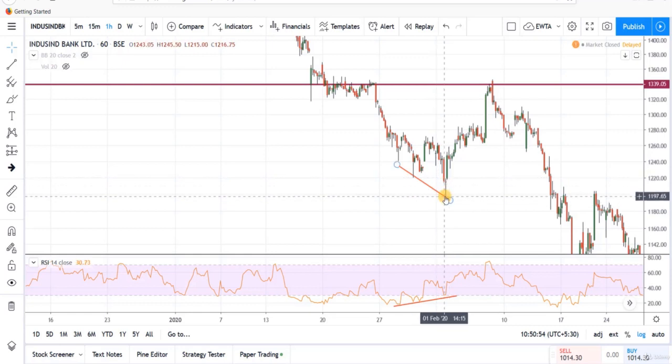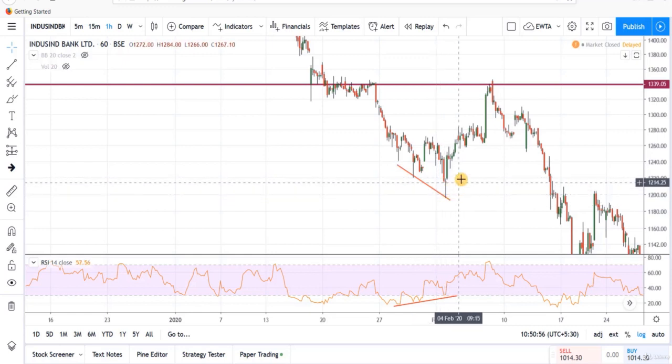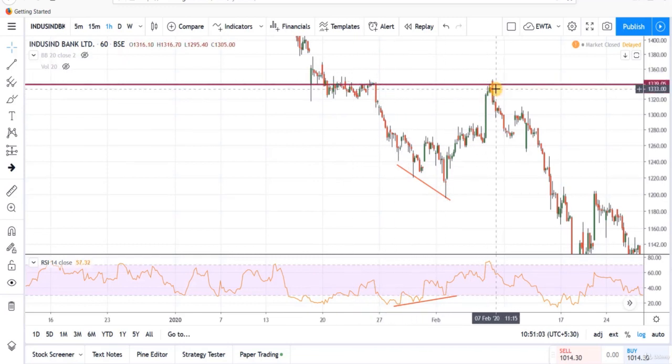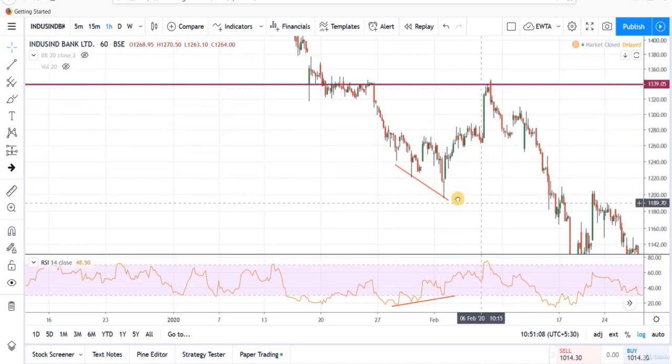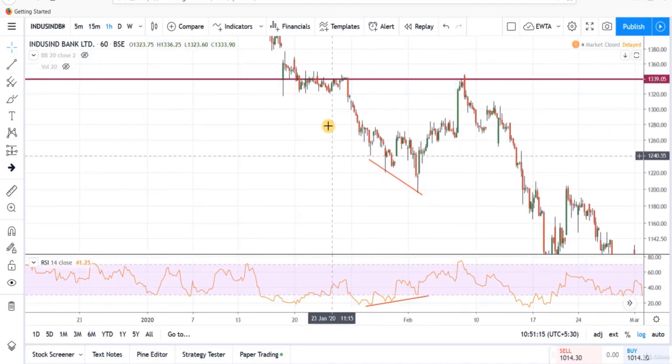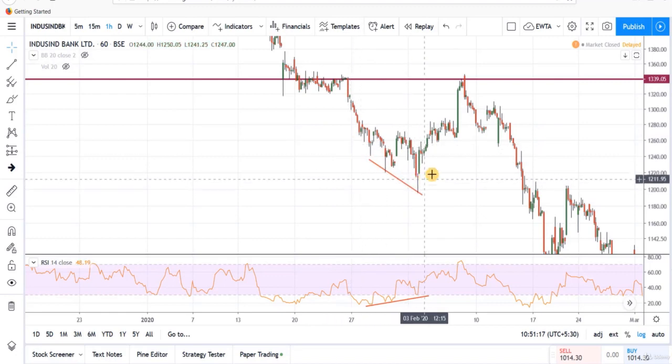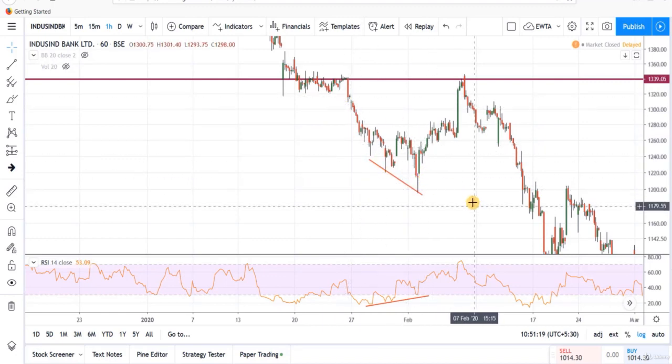And after this doji candle, you can see there was an up move in the prices up to this level. The support level is now acting as a strong resistance level, and prices are touching this resistance level. So with the help of divergence, we got an early signal to exit our short position in the stock.